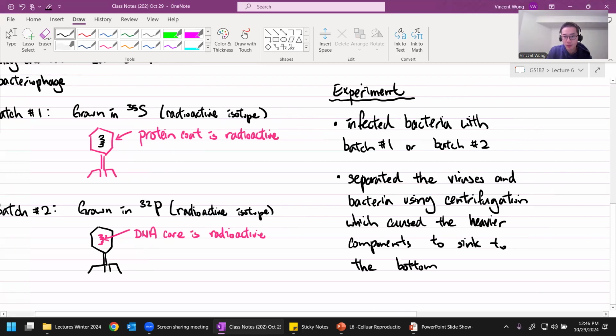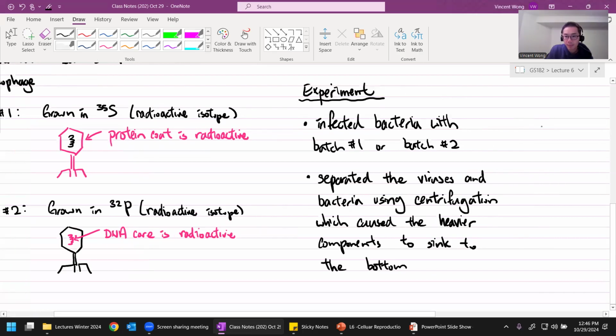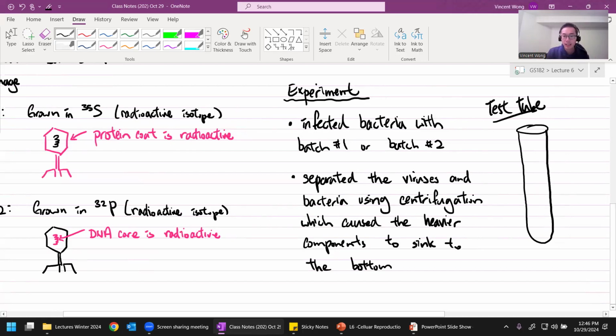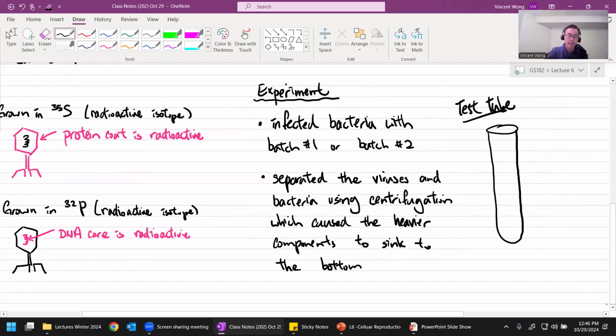So I can draw a picture for you. This is a test tube, and the solution they put in would have the virus and the bacteria. Then they could put it in a machine that spins it at really, really high speed, and it would separate them into two portions. Like I said, the heavier stuff sinks to the bottom, and the lighter stuff goes to the top.